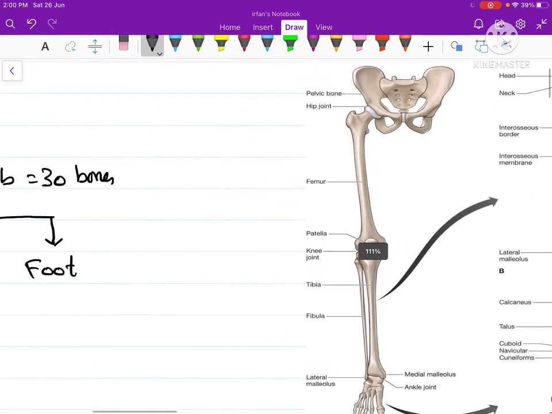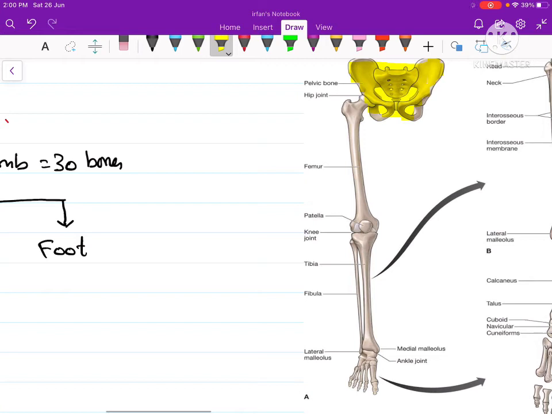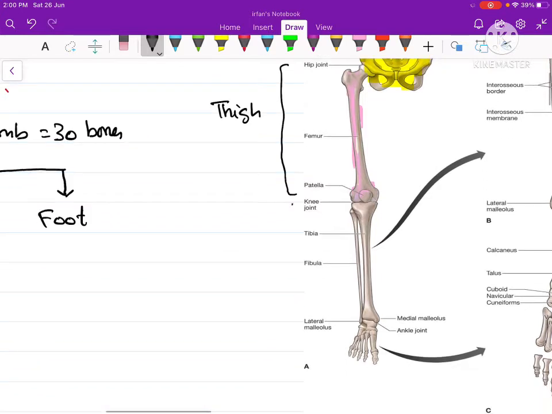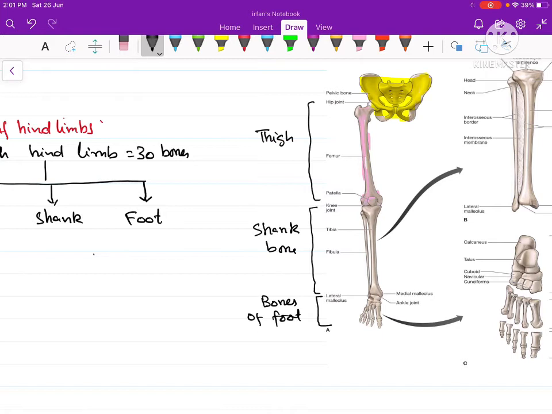In this image, you can see one complete pelvic girdle. This is the pelvic girdle. This part over here represents the bone of the thigh, so this is the thigh bone. The middle portion contains the bones of the shank. And the terminal part over here represents the bones of the foot. Let us now discuss them in some detail.